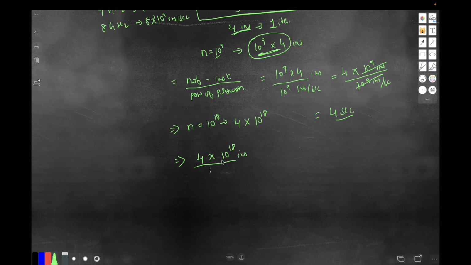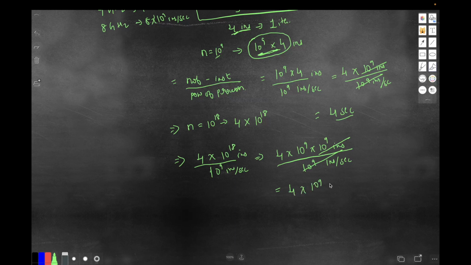The power of my processor is 10 to the power 9 instructions per second. So I can write this as 4 into 10 to the power 9 into 10 to the power 9 instructions, divided by 10 to the power 9 instructions per second. The 10 to the power 9 terms get cut and we are left with 4 into 10 to the power 9 seconds.